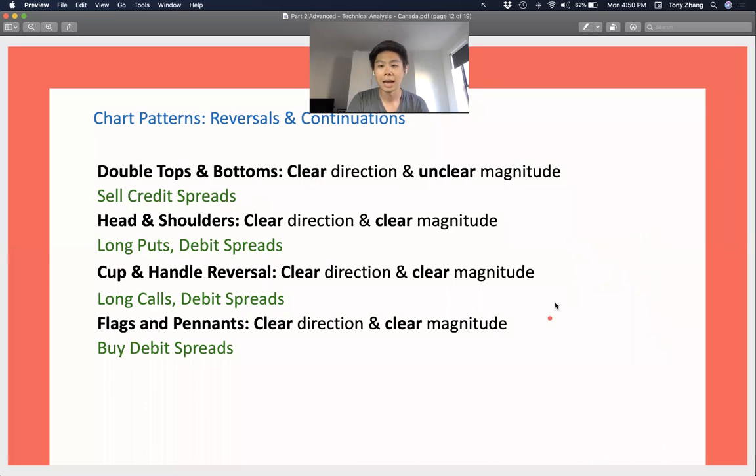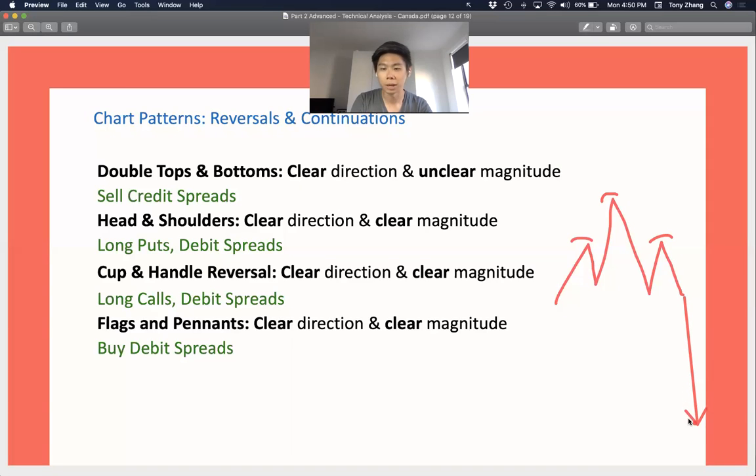Next, I want to cover head and shoulders. Now, head and shoulders, for those of you that are unfamiliar, is a pattern that looks like this: what we call a left shoulder, a head, and a right shoulder. When you see a stock have this type of pattern, that generally is what we call a bearish formation. It creates what we call a topping formation, and then it's bearish.